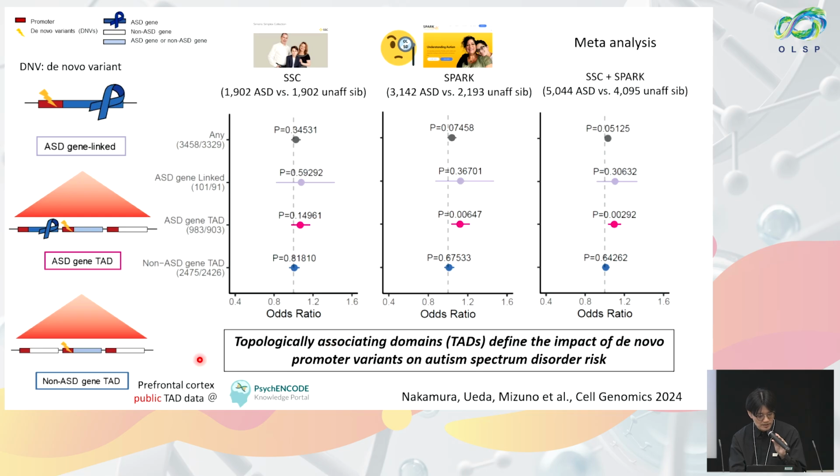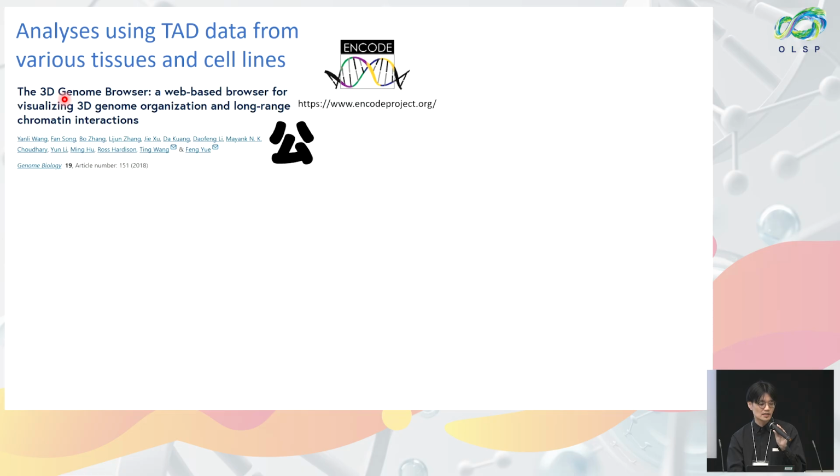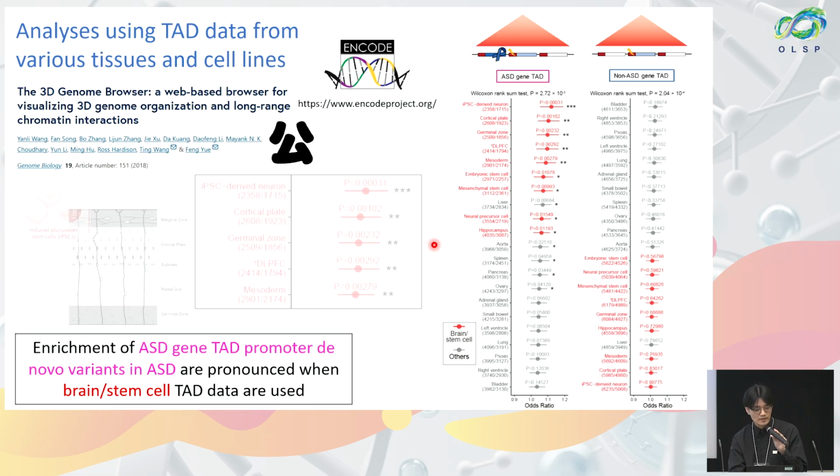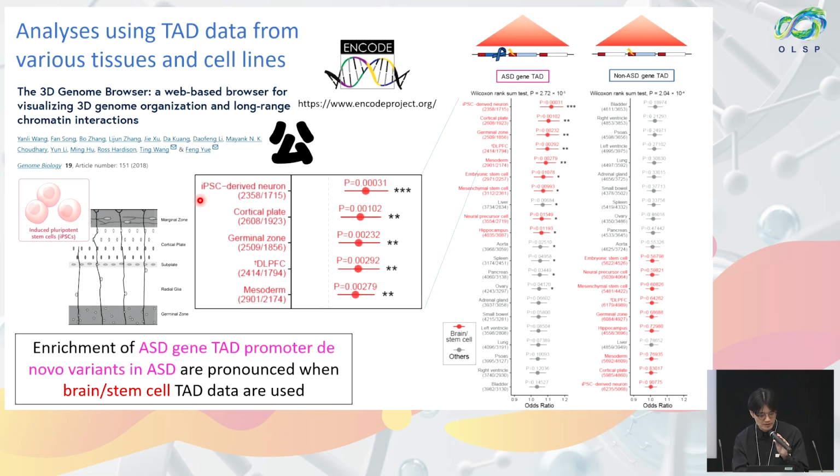And in this analysis, we used prefrontal cortex data. So to extend this, we performed an analysis using TAD data from various tissues, utilizing the 3D Genome Browser built based on the ENCODE data, which is, again, publicly available. And in this analysis, what we found is that the enrichment of ASD gene TAD promoter de novo variants in ASD is pronounced when brain-related cells, shown in red letters, TAD data are used. And the top tissues include iPSC-derived neurons, cortical plate, and germinal zones. These are immature brain neural progenitor regions.